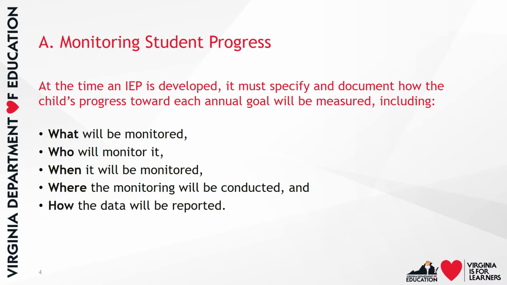As an IEP is developed, it must specify and document how the child's progress toward each annual goal will be measured, including what will be monitored, who will monitor it, when it will be monitored, where the monitoring will be conducted, and how the data will be reported. Evaluation procedures and tools selected to collect and measure data and student progress should be identified in the IEP.